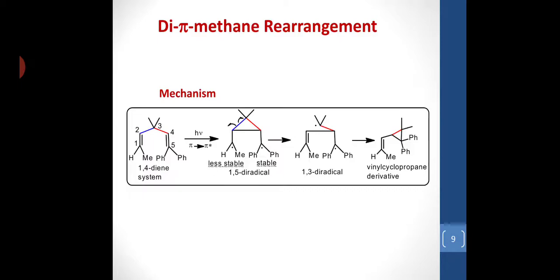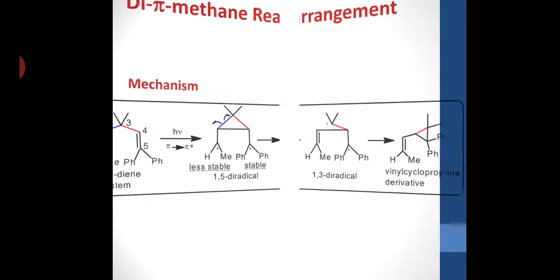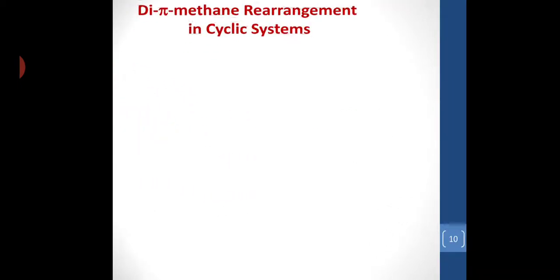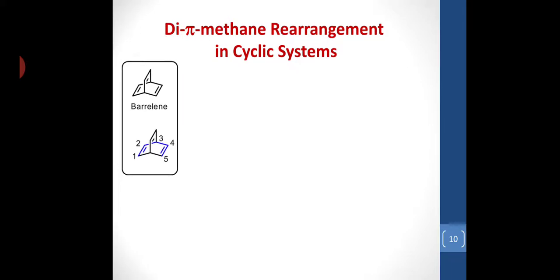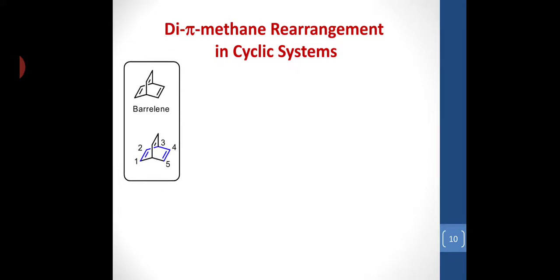Can this rearrangement reaction occur in cyclic compounds? Look at this compound barrelene. It also has a 1,4-pentadiene system indicated by the blue bonds. So, it can also undergo di-pi-methane rearrangement.